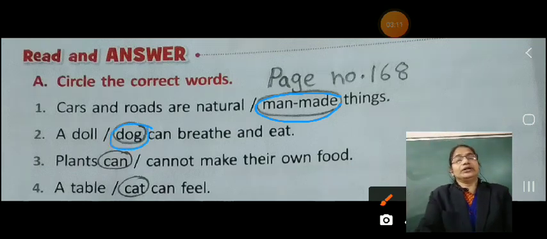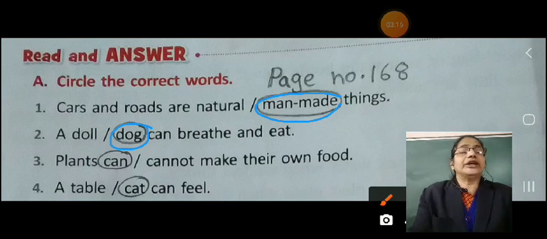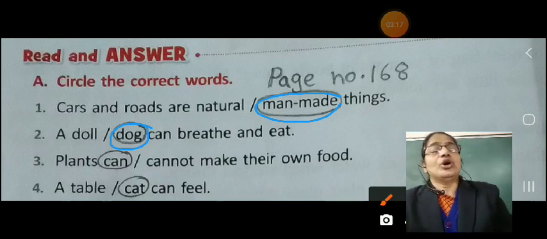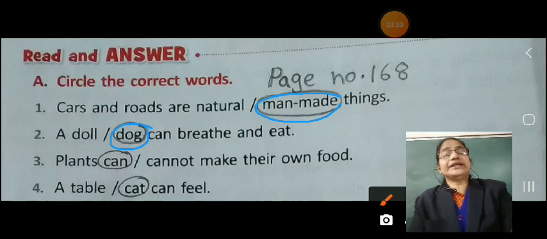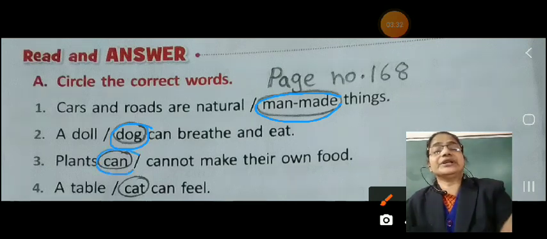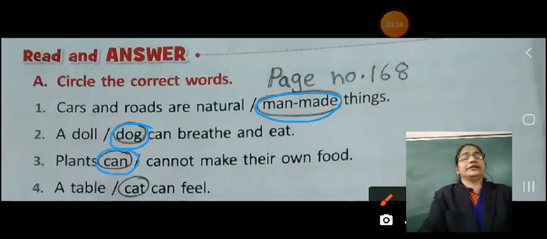Now third one. Plants can or cannot make their own food. Options, can or cannot. Plants can make their own food. So the answer is C-A-N, can. You can circle C-A-N, can.